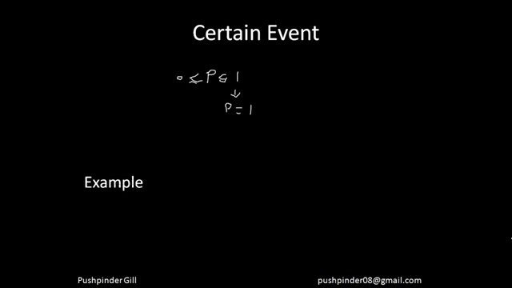For example, let me take the same example. I throw a dice and I can get either of the numbers 1, 2, 3, 4, 5, 6. I can get any of the numbers, so the probability of that happening is certain. It's 1. So we have done the impossible event and the certain event, which is also called the definite event.